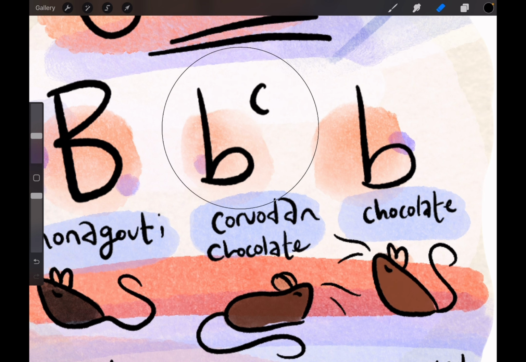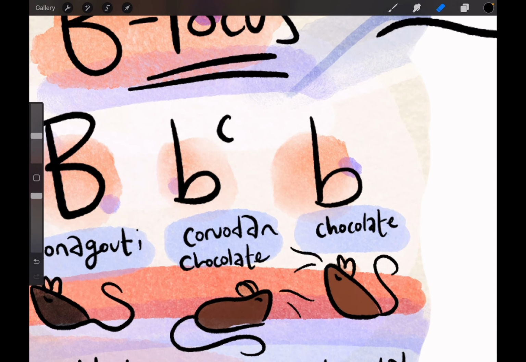But here, we have BC. I might have this spelled wrong. I can't remember. It's either Corvidan or Cordovan. If anybody knows, leave it in the comments and I'll write it in the description. But we have Corvidan chocolate, and then we have chocolate.